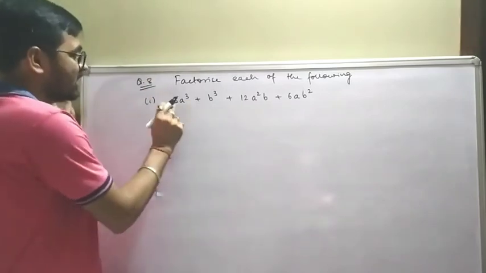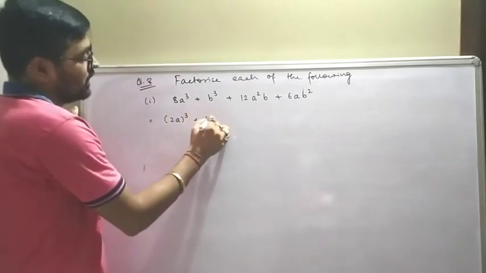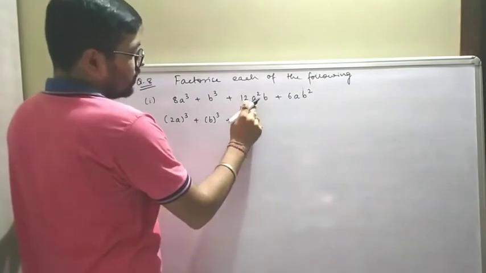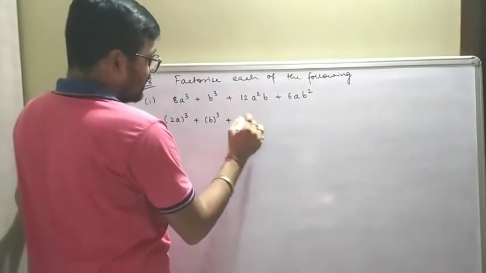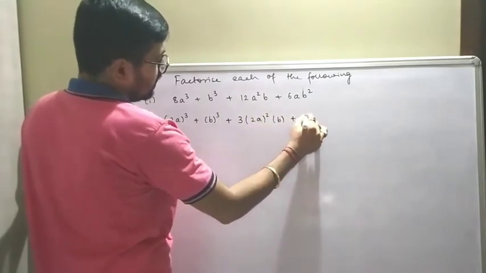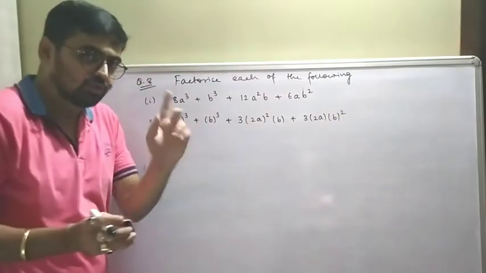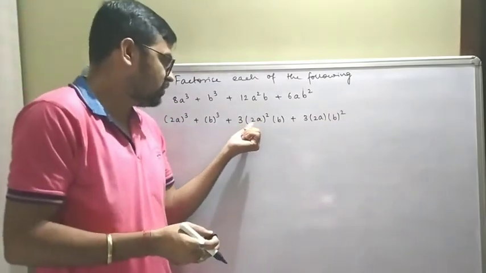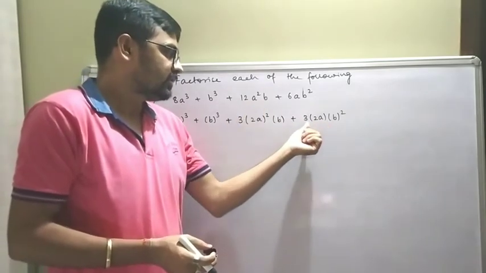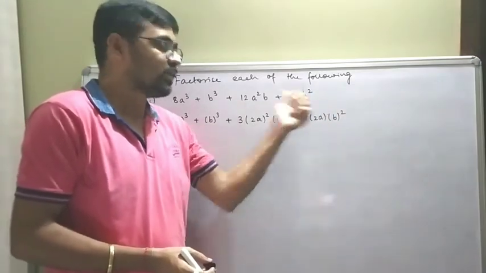So how can I write this? Can I write 8a cube as 2a whole cube? This is b cube plus 3 times 12a square b, right? Look carefully: here 2a, so I will write 2a square into b plus 3 times 2a into b square. To give you satisfaction, observe this. 2 square is 4, 4 threes are 12, 12 into a square b. 3 into 2 is 6, into 1 square is 1, so 6 ones are 6, a into b square.